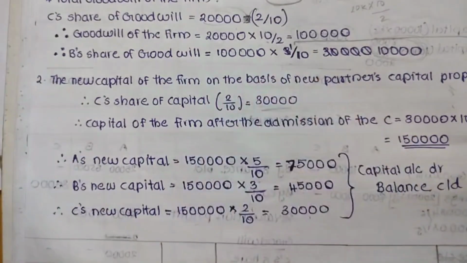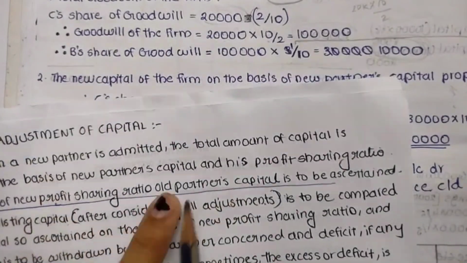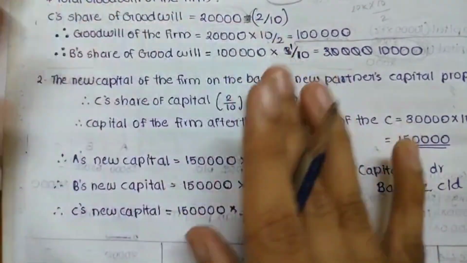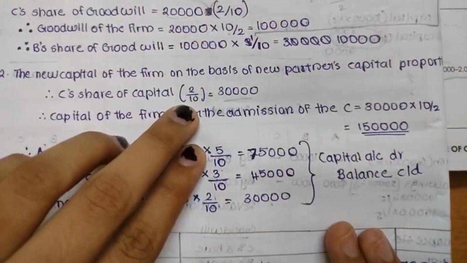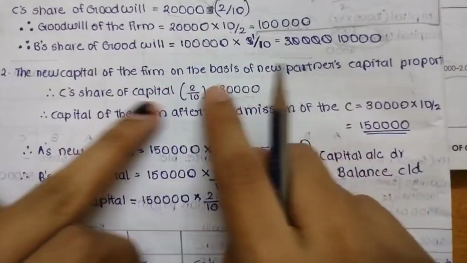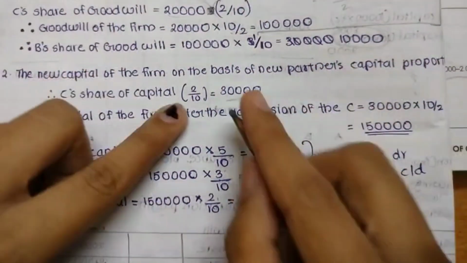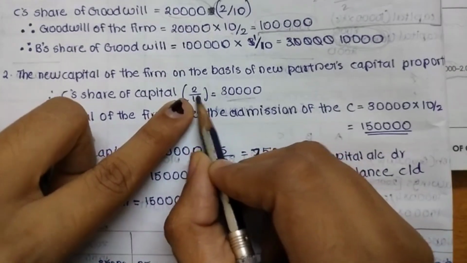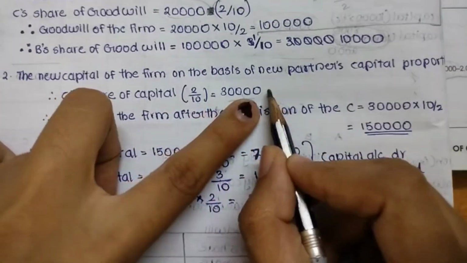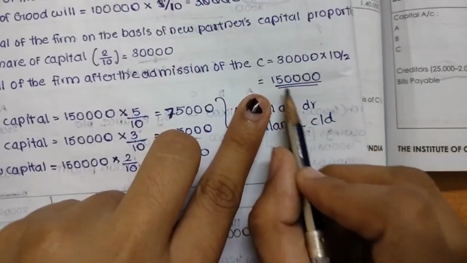So in order to find old partners' capital on the basis of new profit sharing ratio, first we have to find the capital of the firm. We do the same calculation we did in the goodwill. In this question they have given us an adjustment that the share of capital of C is 30,000, and we all know C's profit sharing ratio is 2 by 10. So in order to get the firm's capital, we just take this 2 by 10 to the other side, and 10 becomes multiplication and 2 becomes division. So 30,000 into 10 by 2 we get. We are assuming that this is the capital of the firm, which is 1,50,000.